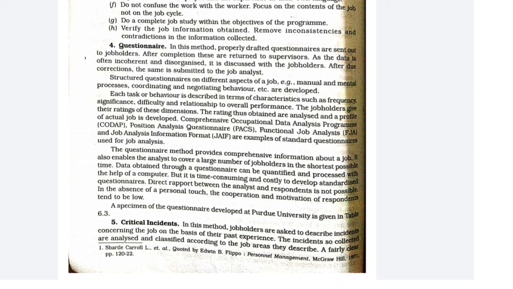Not only that, the data obtained through the questionnaire can be quantified and processed with the help of computers or different programs like SPSS, R programming, etc. But the drawback on the other side, or limitation of this method, is that this method is time consuming.